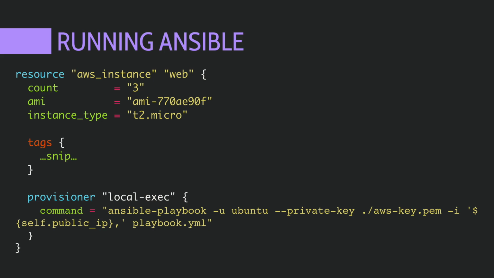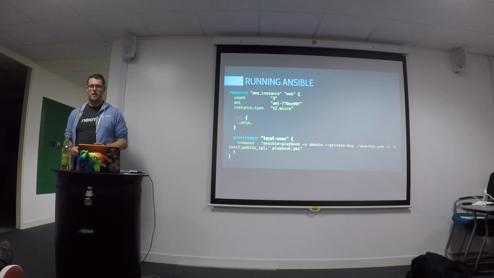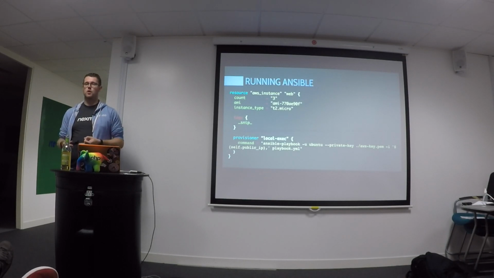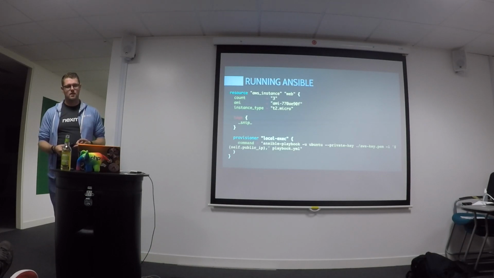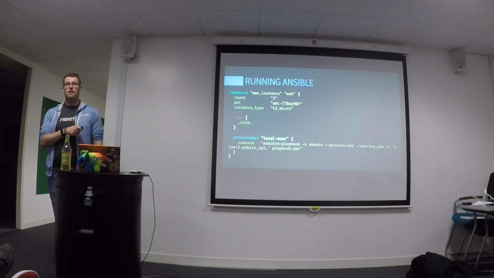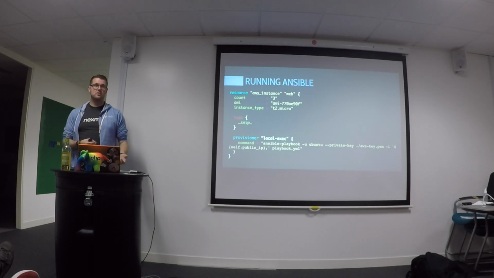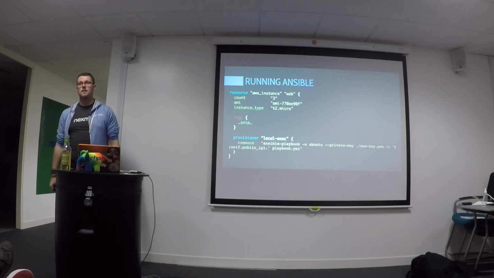I like Ansible. And here we use the local-exec provisioner, which lets us run any command we like on our local machine. We provide the same command that we run by hand: ansible-playbook, what user, what key to use, what playbook to run. The only thing that we do get is this self.public_ip, which references the IP address of the instance. So it automatically grabs that data, passes it in, and runs Ansible.